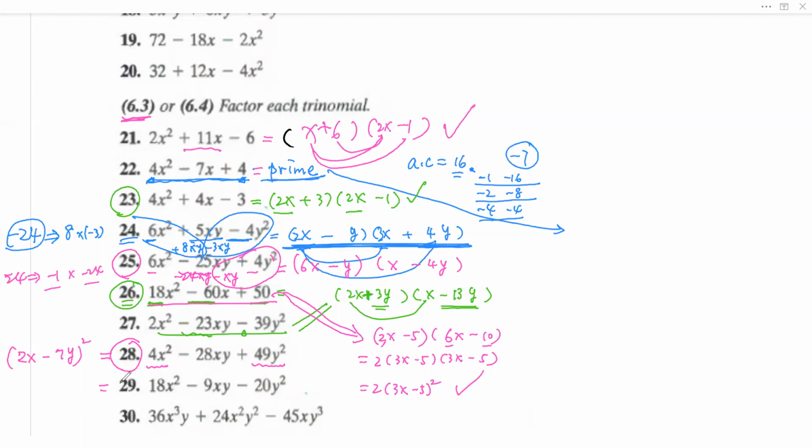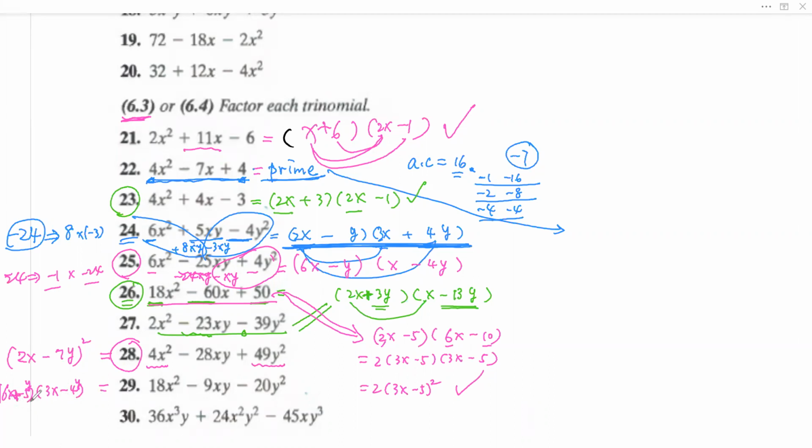29, Iris. I have 6x plus 5 and then 3x minus 4. Let's double check. So we missed the y, right? We need a y here. Oh wait, yeah. 6x plus 5y and 3x minus 4y. Yep, good.